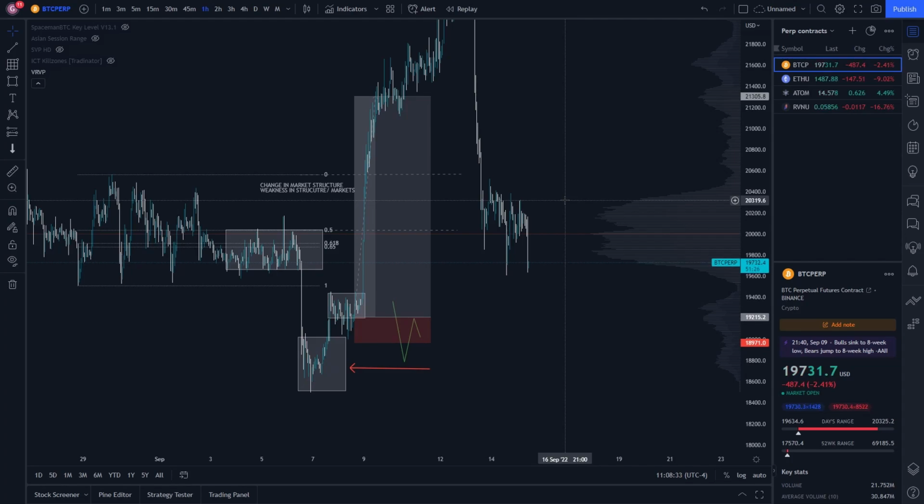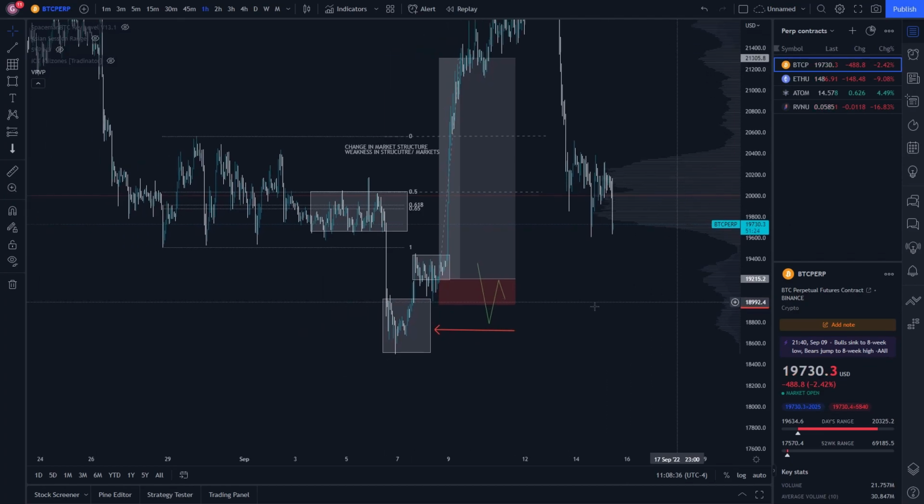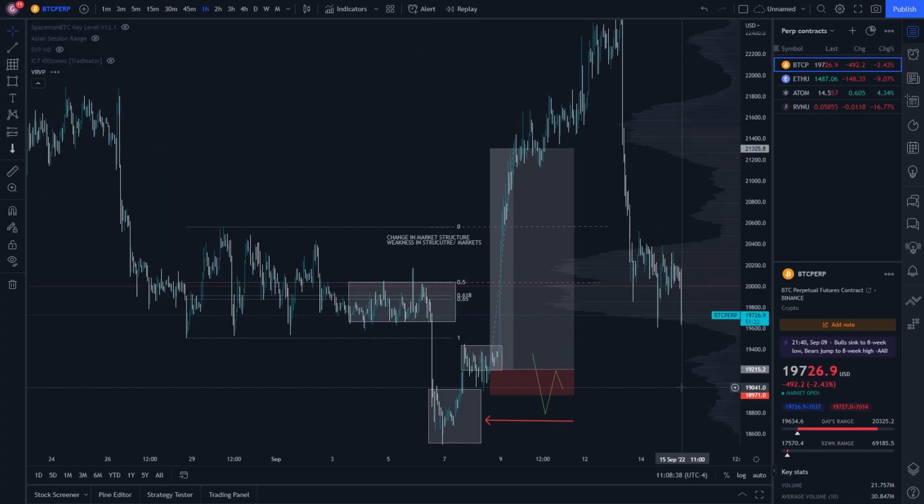So that is how you use accumulation, manipulation, and distribution. It is what I highlighted before any of this happened. I told you guys, it's going to go one of two ways. It's going to range, and you simply counter trade that range. So: accumulation, manipulation, and distribution.